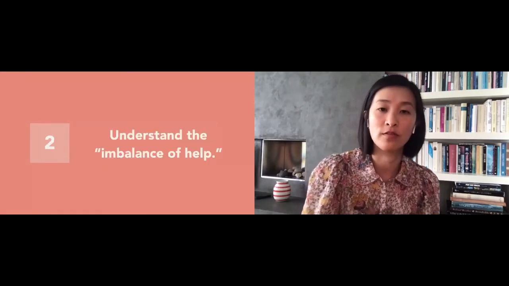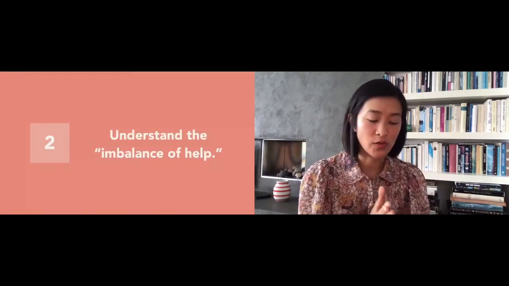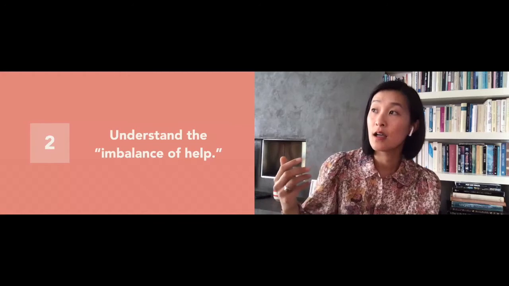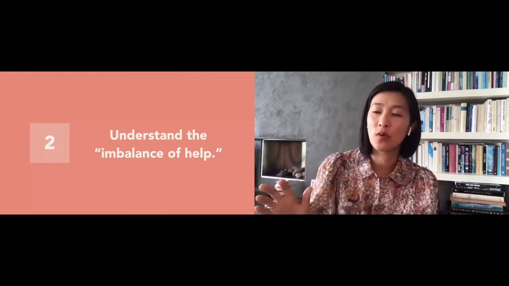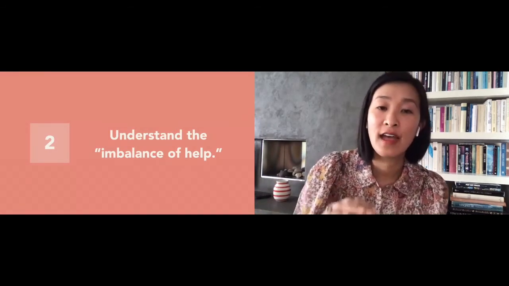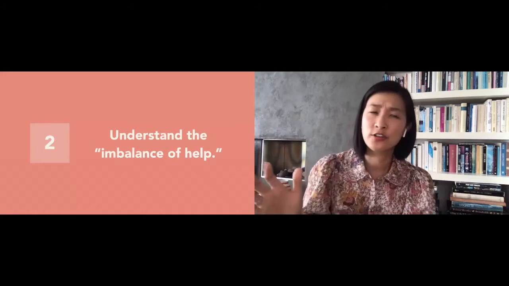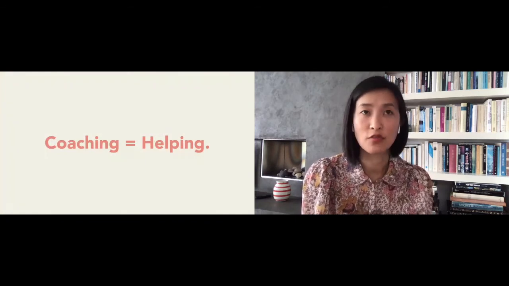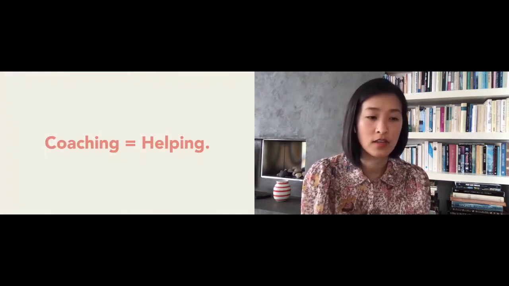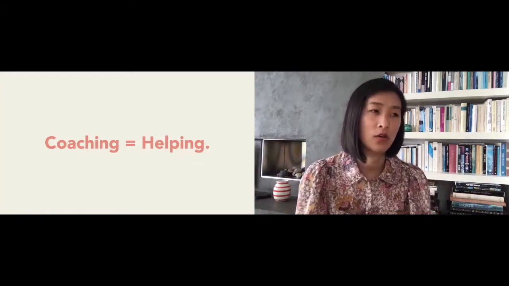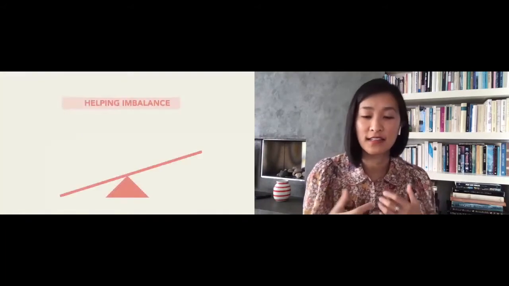Now for the second piece, what's a second way that we can be autonomy supportive as leaders? The second way is really understanding this concept of what a wonderful and extremely well-known organizational scholar, Edgar Schein, calls the imbalance of help. Edgar Schein is phenomenal. He's been researching and studying leadership for the past 40 some years. He often describes coaching as helping, right? And I think all of us here would subscribe to that today, that at the end of the day, it's helping someone.